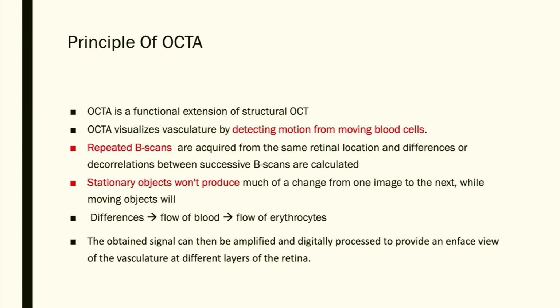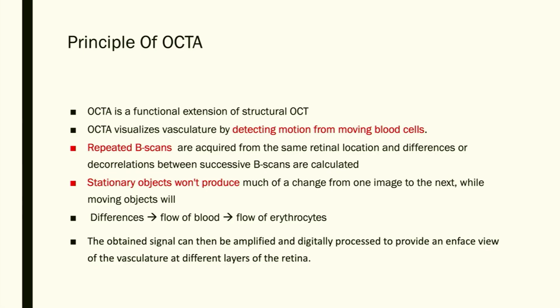The only thing which is changing in the retina, if there are blood vessels, is that the blood is flowing, the erythrocytes are moving. So this is so sensitive that if after a first scan and the scan done after 1 second, it perceives that change and that change it interprets as blood vessels, right? And it feels that the only change happening is because of the flow of erythrocytes. So OCT angiography is so sensitive that it is picking up the flow of erythrocytes.